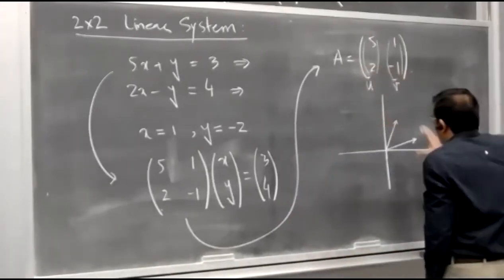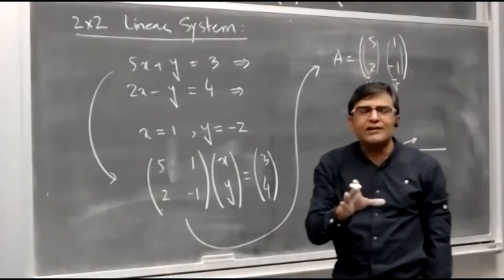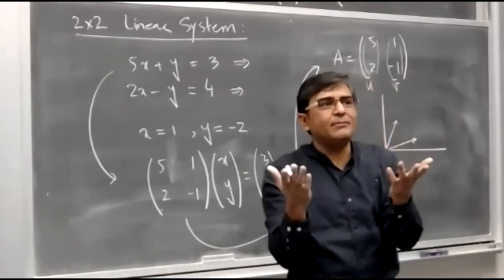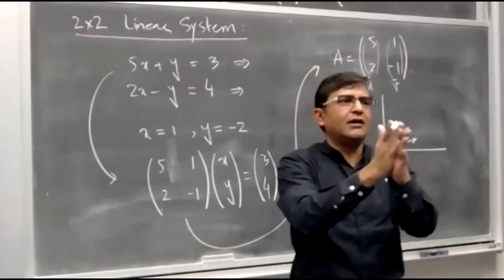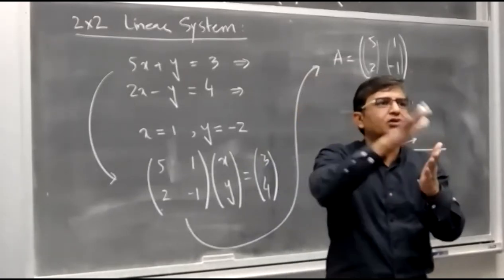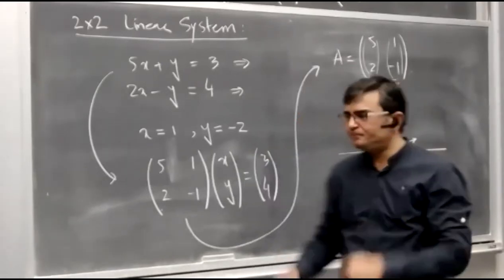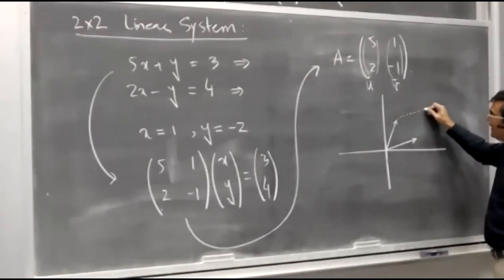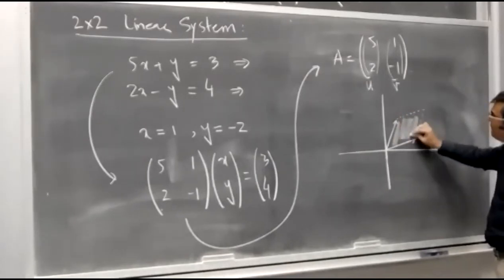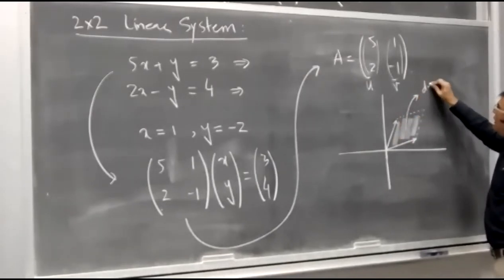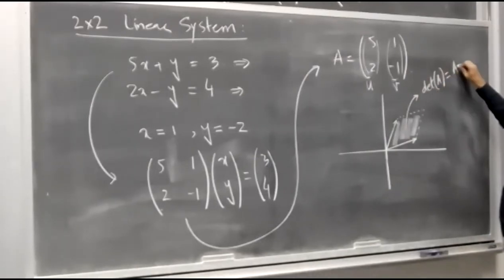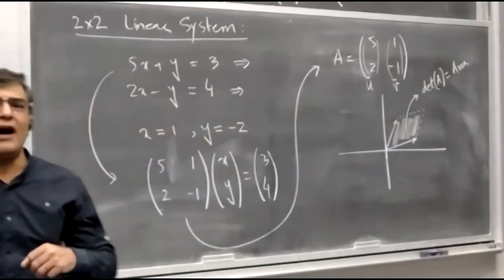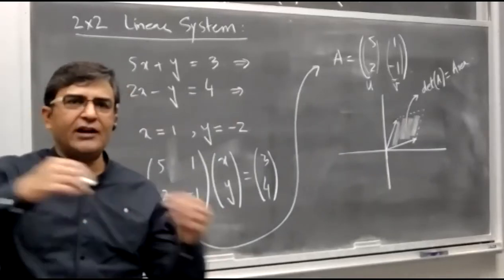Parallel and collinear vectors are basically identical in this sense, because if two vectors are parallel, they have the same directions. We can even shift the other vector and place it on top of the first vector. In fact, they are collinear. So if these two vectors are not collinear, in that case we can make a parallelogram, and the determinant of that matrix is the area of that parallelogram. Now, when these two vectors are collinear, we are unable to find the area, because a straight line cannot have area.